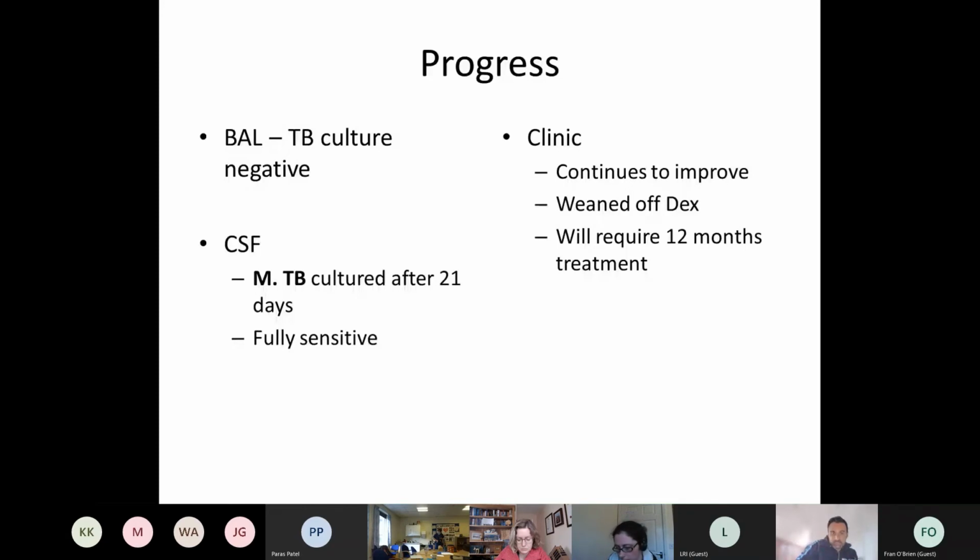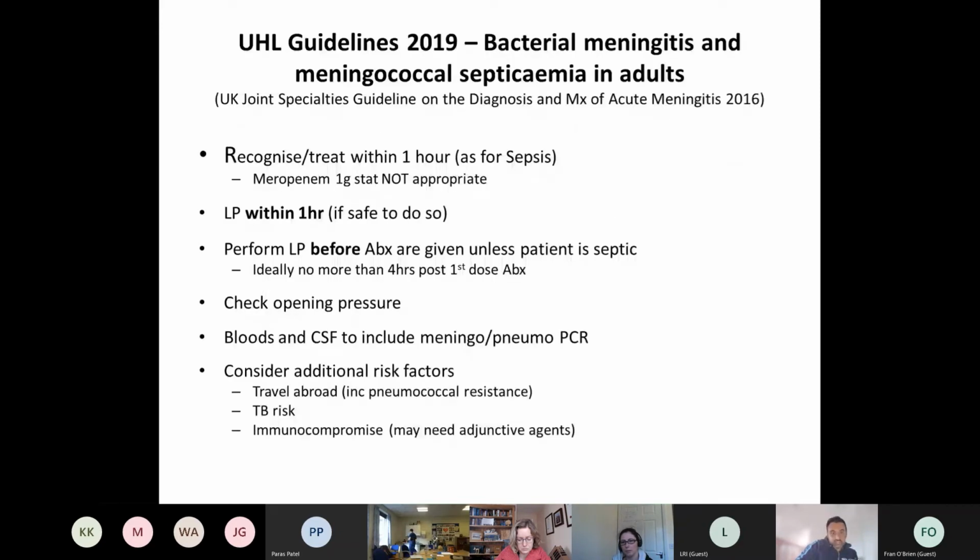I'll finish, if I've got time, with talking about the UHL guidelines for meningitis and meningococcal septicemia management. Pretty much what we've talked about: recognize and treat within an hour, an LP within an hour if safe to do so. LP before antibiotics obviously makes sense, unless they're septic. Check the opening pressure, bloods and CSF to include PCR, and consider additional risk factors, for the reasons that we've said: immunocompromised, travel abroad, TB risk.